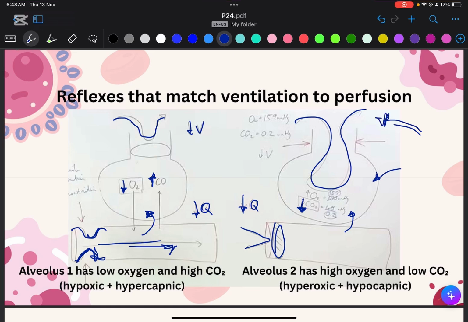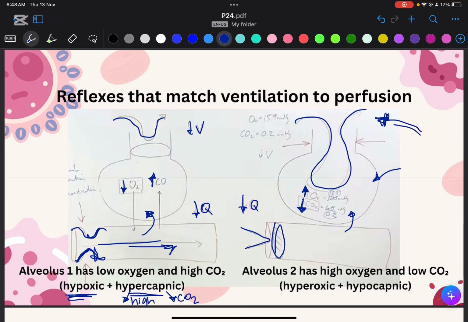and the pressure outside is going to equalize. So that means the carbon dioxide will actually go down and the oxygen will increase. So over here, you're going to have hypoxic and hypercapnic. Hypercapnic just means CO2 increase. High CO2.